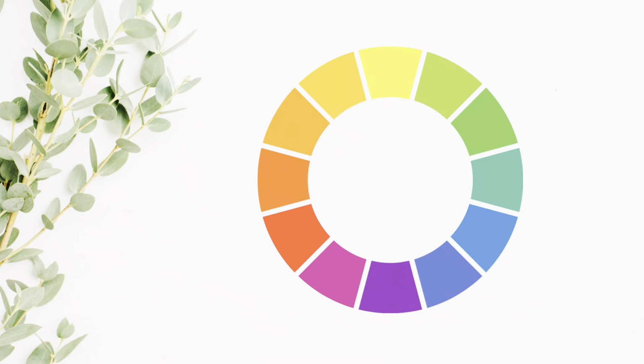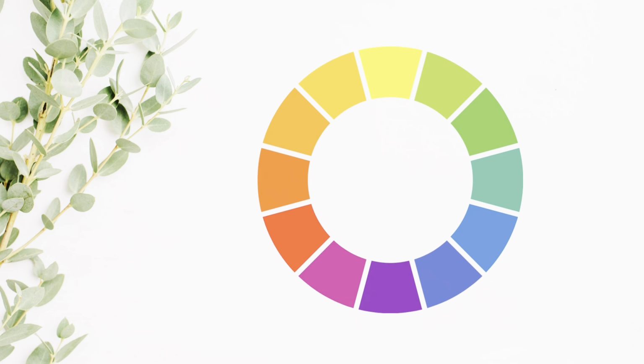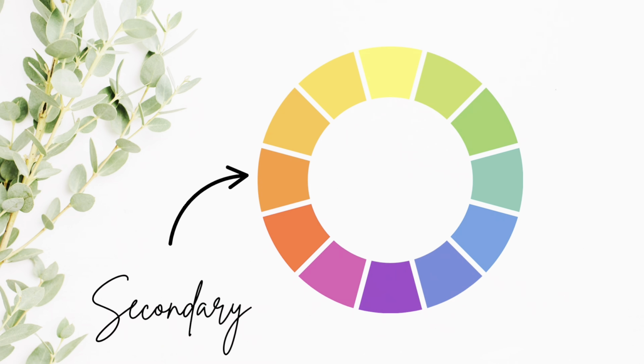The color wheel is built from 3 primary colors: red, yellow, and blue. We can't mix these colors. But after those comes our secondary colors, like orange, green, and purple. These are the neighboring colors to our primary colors. These will make up the basis of our color wheel.